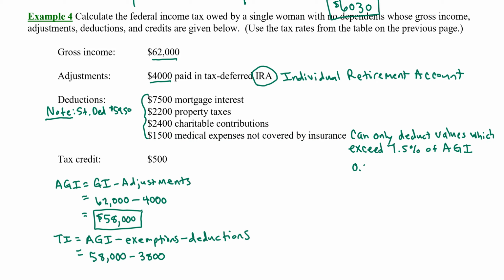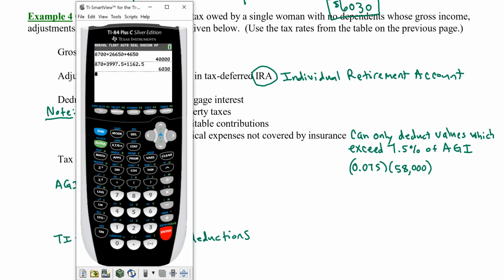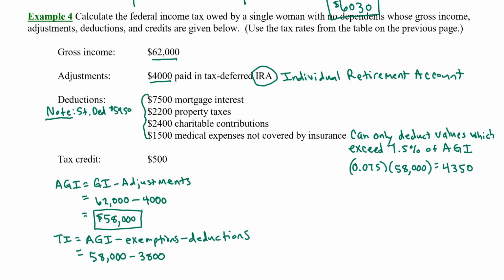So 0.075, or 7.5%, of her AGI, which we calculated as $58,000, would be 0.075 times 58,000, $4,350. Since her medical expenses did not exceed the $4,350, then she cannot count that as part of her itemized deductions.